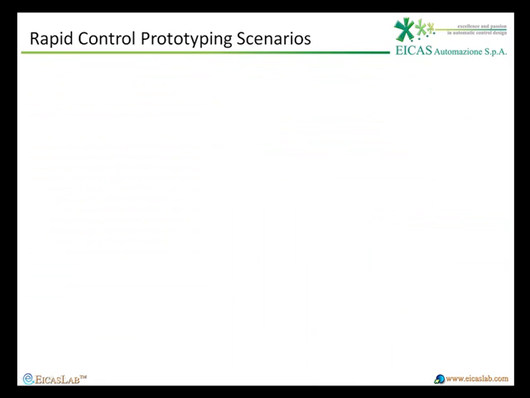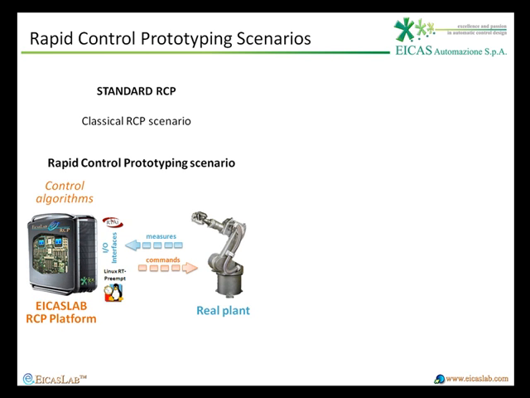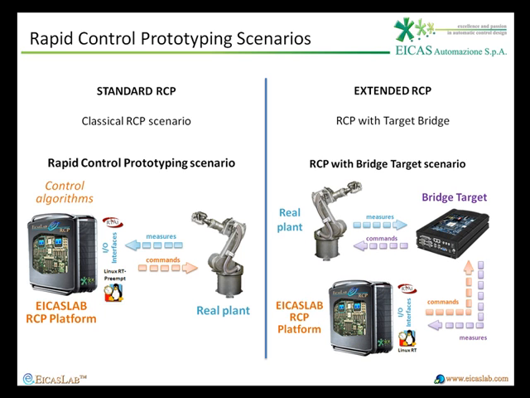Two rapid control prototyping scenarios can be implemented in EICASLab to perform the RCP trials on field. The standard rapid control prototyping scenario involves the real plant and the EICASLab RCP platform, equipped with suitable interface management for getting the plant measures and providing the commands. The extended rapid control prototyping scenario is useful when the connection with the real plant can be not easily implemented by using your PC. In this case, you can use your final target as a simple bridge to enable the connection of your PC with the real plant. This means that the final target is used just to acquire the measurement from the plant and transfer them to the EICASLab RCP platform and to provide the commands to the plant as computed by the EICASLab RCP platform.